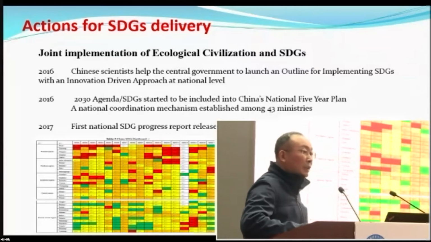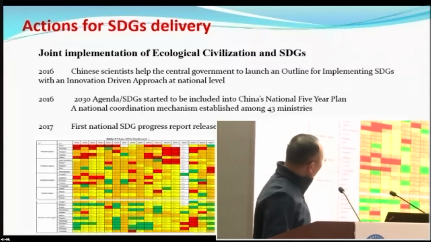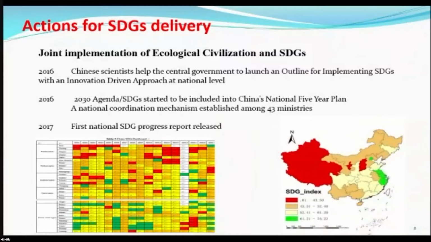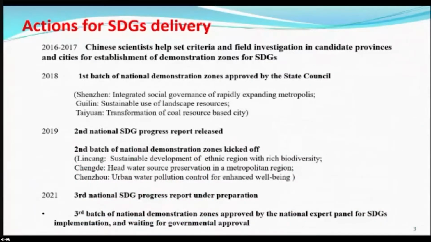43 ministries in China help coordinate the implementation of sustainable development goals. Personally, I am now a member of the 10-member group appointed by the UN Secretary General for the so-called Technology Facilitation Mechanism for the delivery of SDGs at the global level. At the Chinese national level, I'm also an expert panel member for setting up the guidelines for the so-called demonstration zones for SDGs.